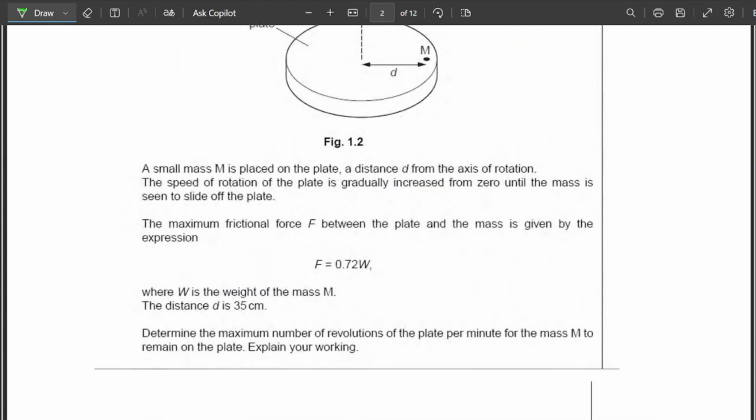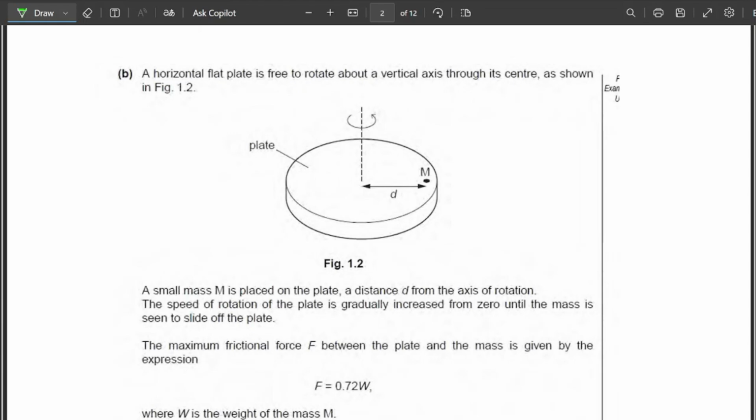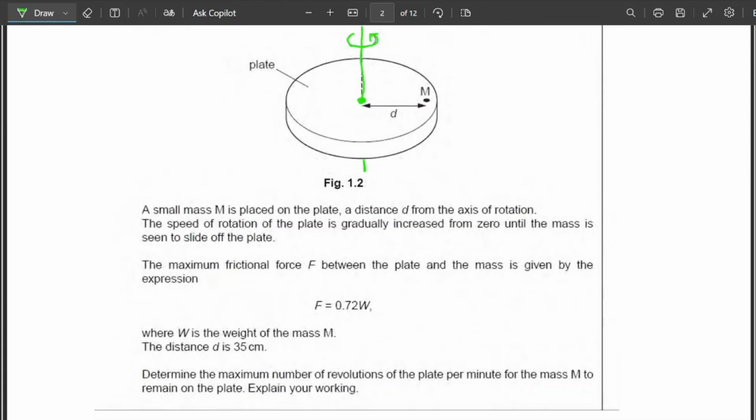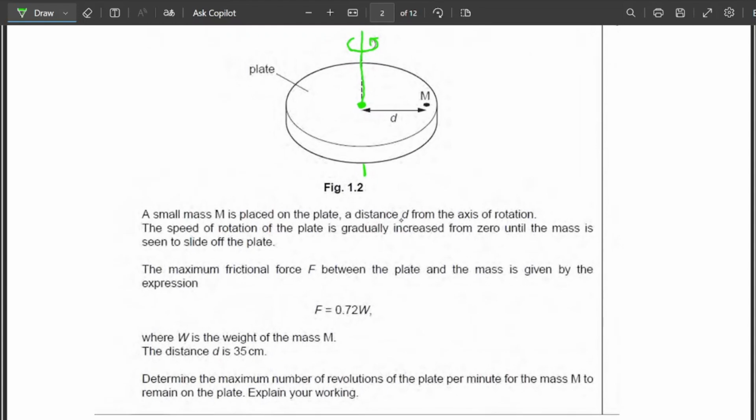So moving on to the next part, it says a horizontal plate is free to rotate about the vertical axis through its center as shown. So this right here is a plate, this right here is an axis, and it's going through the center of this plate, and this plate is basically rotating around that axis. The mass m is placed on the plate a distance d away from the axis of rotation. So we have that mass m and its distance d away from that axis. It says the speed of rotation of the plate is gradually increased from 0 until the mass is seen to slide off the plate. That basically means that at first the plate is at rest at 0 speed, and then slowly they increase the speed until a point where the mass basically flies off the plate.